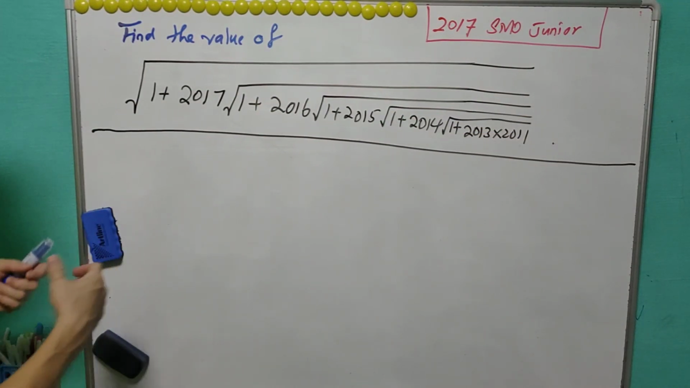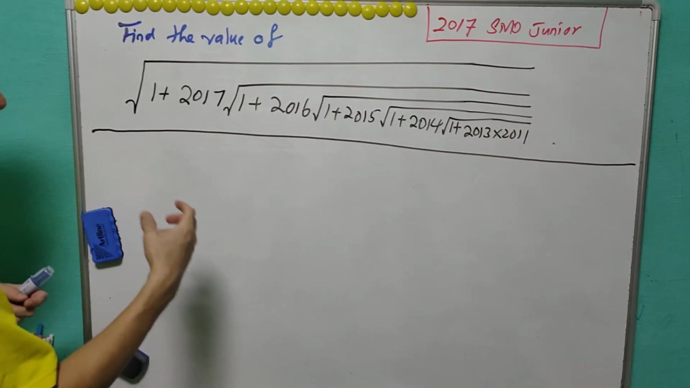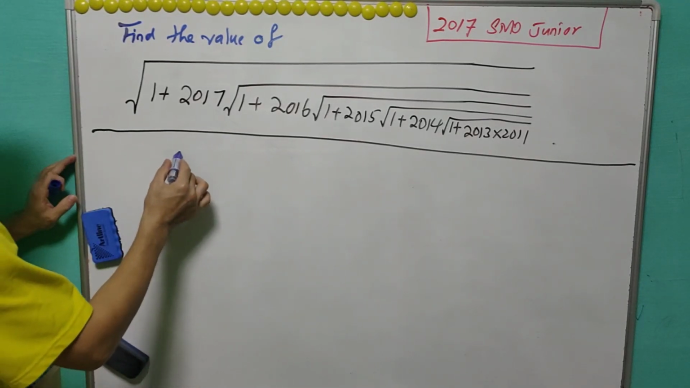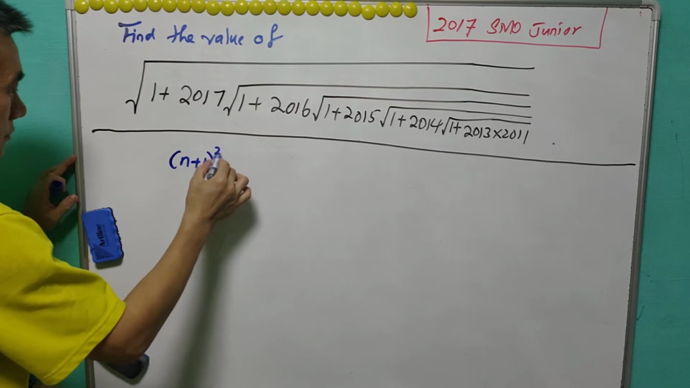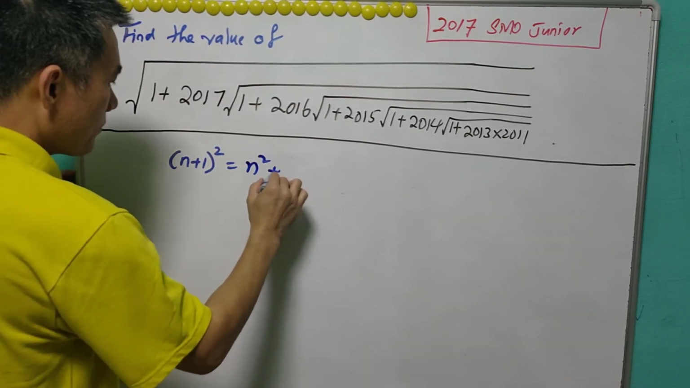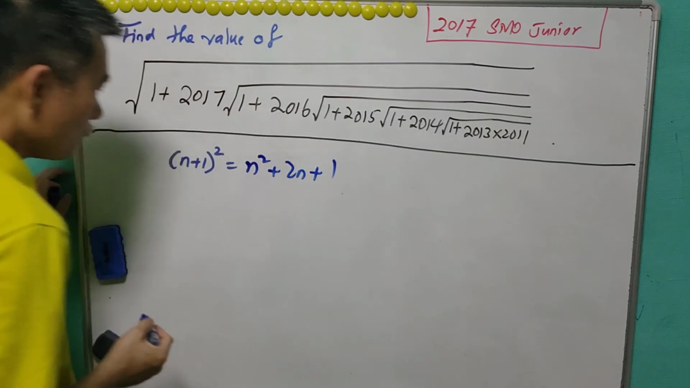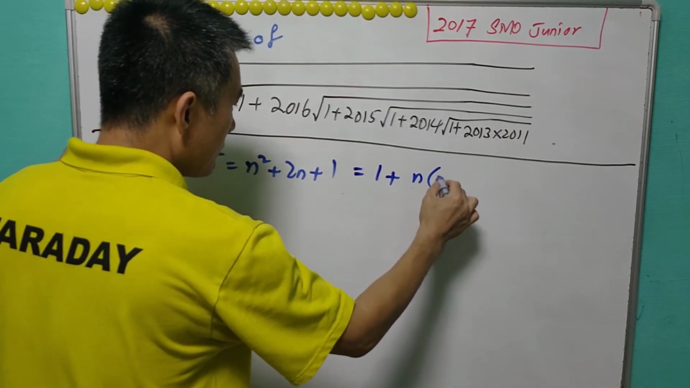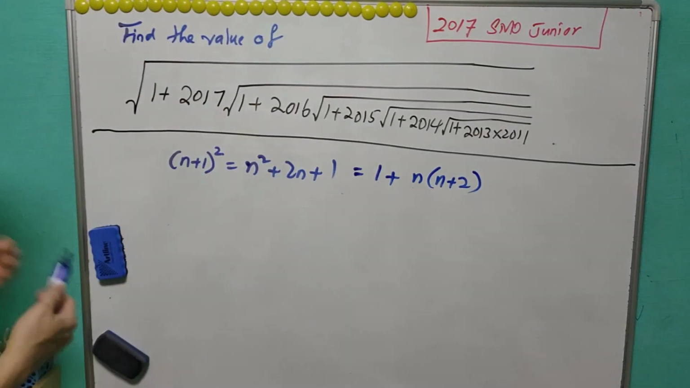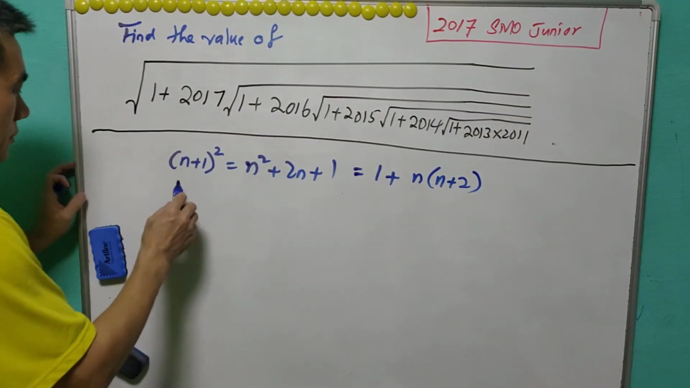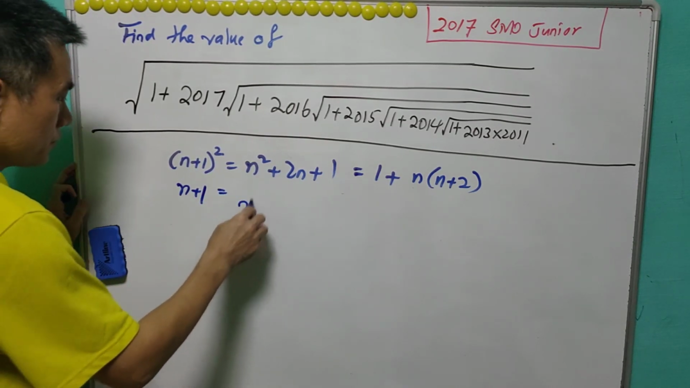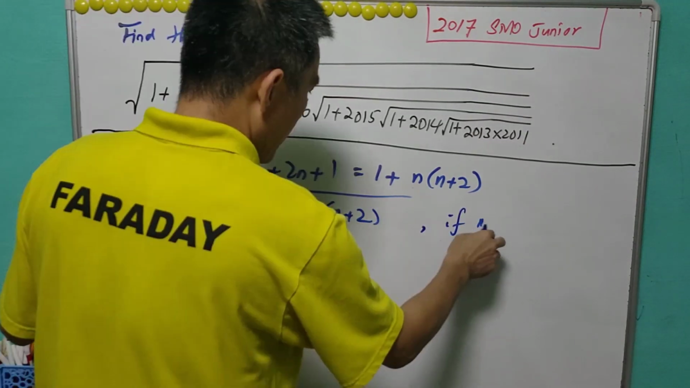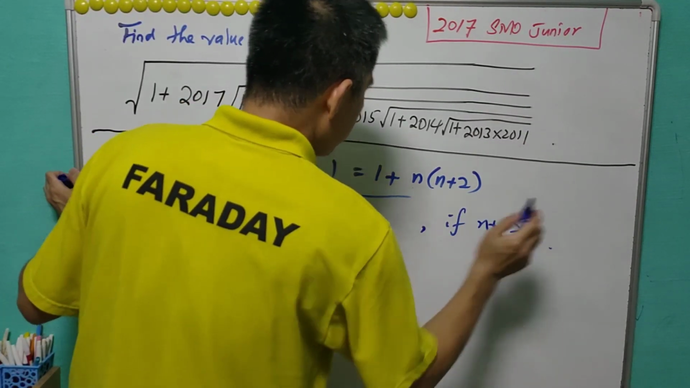In order to solve this question, we just need to use one expression that all high school students should be familiar with. That is, (n+1) squared equals n squared plus 2n plus 1. Now in this case, I'll write it as 1 plus n(n+2). And if we take the positive square root, then n+1 will be equal to the square root of 1 plus n(n+2), if n+1 is positive.